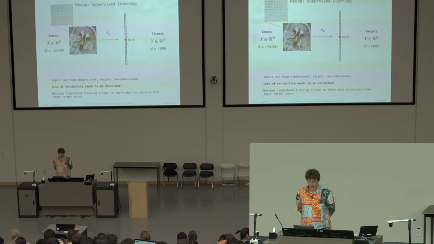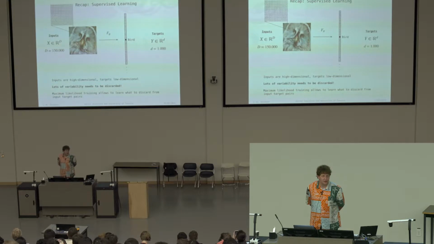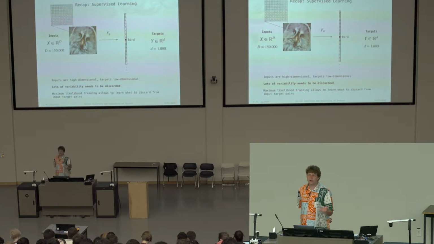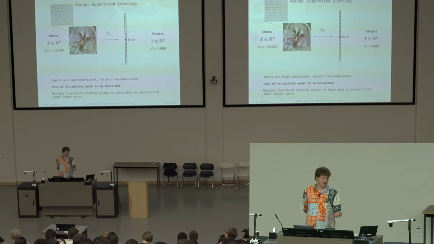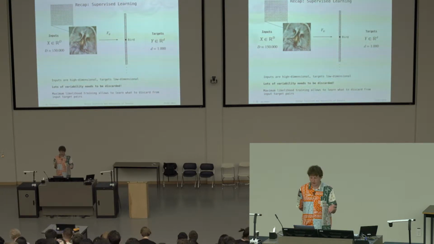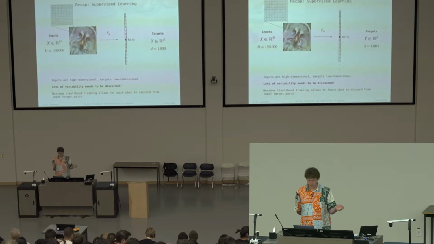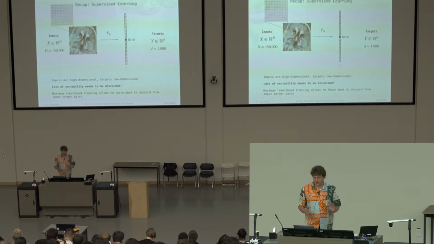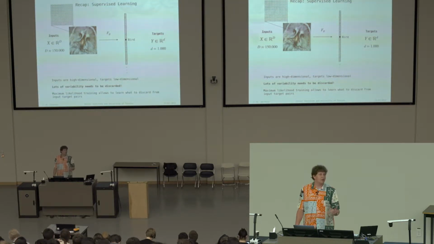What you often have in supervised learning is very high dimensional inputs. If you have ImageNet classification, for instance, your inputs have around 150,000 dimensions. And you will want to map those to a very low dimensional target vector. So in the ILSVRC challenge, it's a 1,000 dimensional target vector, which is binary. So your inputs are high dimensional and the targets are low dimensional. That means lots of variability has to be discarded throughout the layers of your network to master the task. And maximum likelihood training allows you to learn what to discard from your input target pairs.